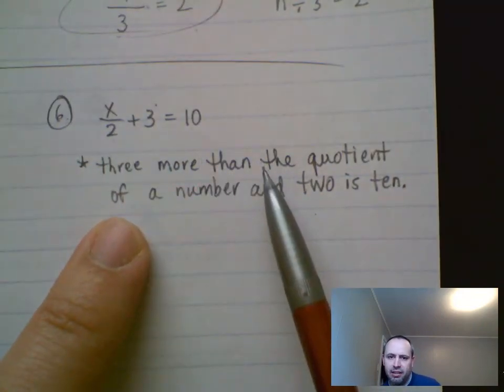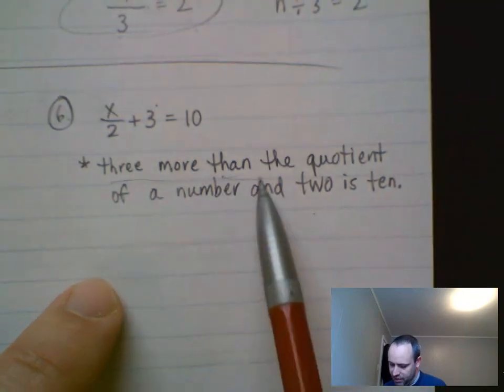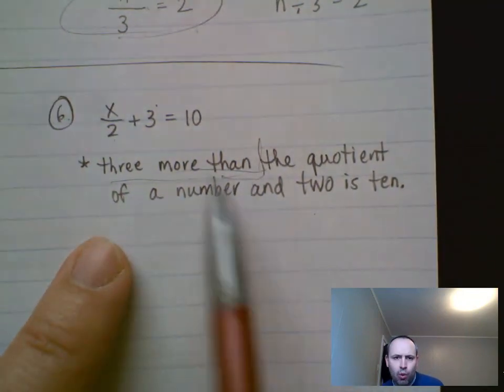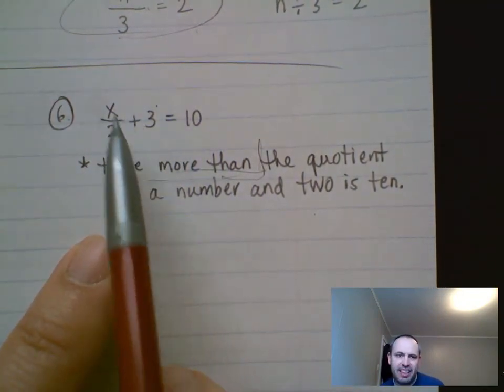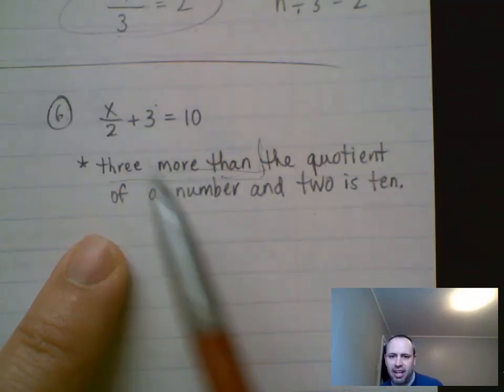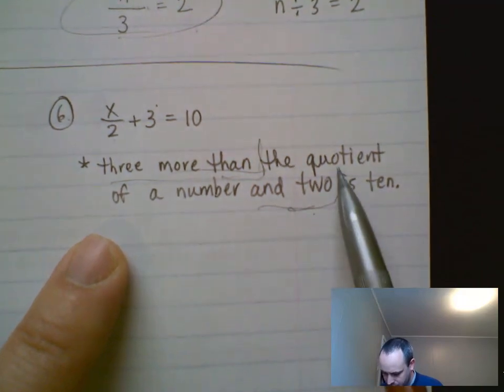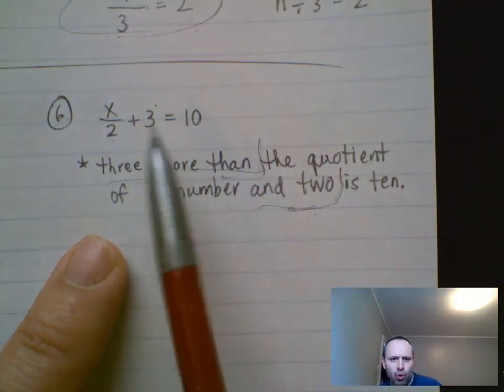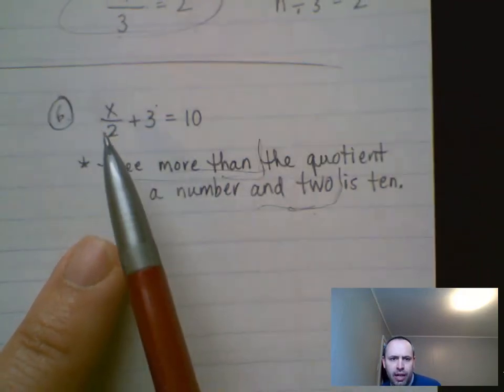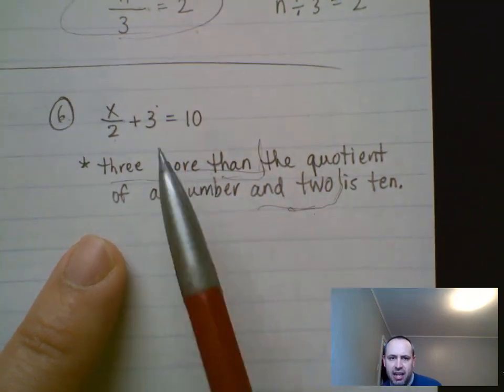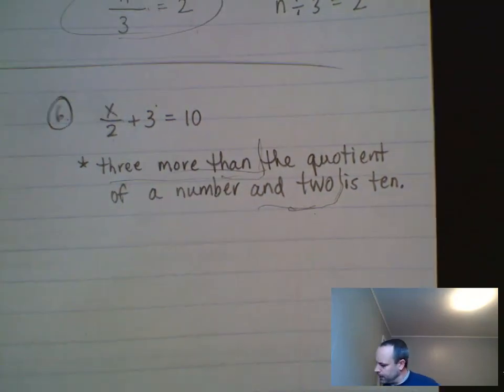3 more than something. Okay, so I almost break it down like this. 3 more than, so 3 more than that thing. Now that thing is the quotient of a number and 2. So I kind of break it here. So 3 more than the quotient of a number and 2 is 10, equals 10. Okay?